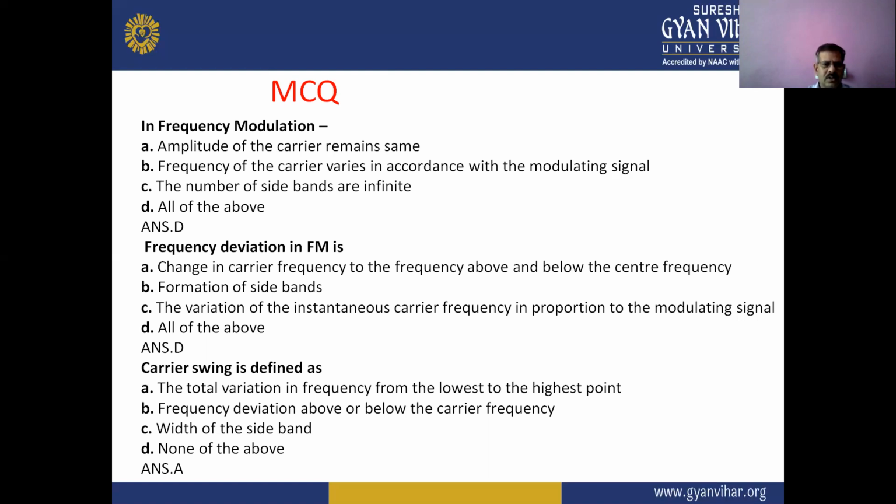Next question, carrier swing is defined as: option A, the total variation in frequency from the lowest to the highest point. Option B, frequency deviation above or below the carrier frequency. Option C, width of the sideband. And option D, none of the above. So here the correct answer is option A, for carrier swing is defined as the total variation in frequency from the lowest to the highest point.